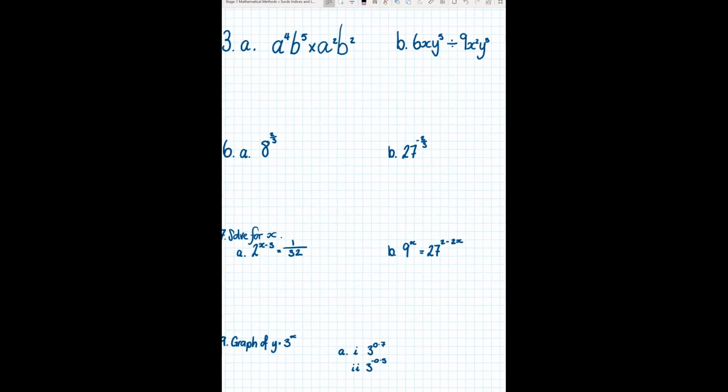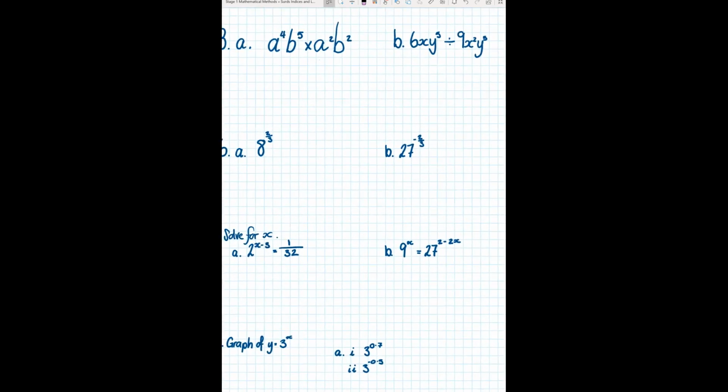Question 3, again, we're focusing on those index laws and how we combine similar base numbers with different powers. The first one here, we can also look at it as saying a times b, a to the power of 4 times b to the power of 5 times a to the power of 2 times b to the power of 2.